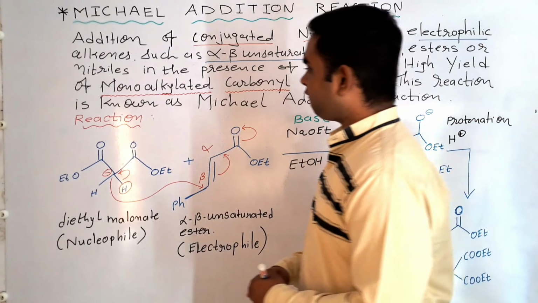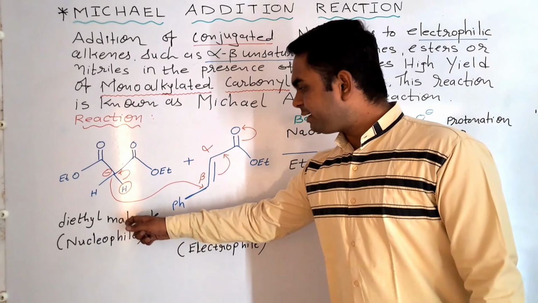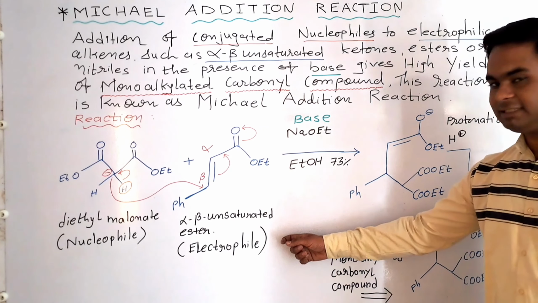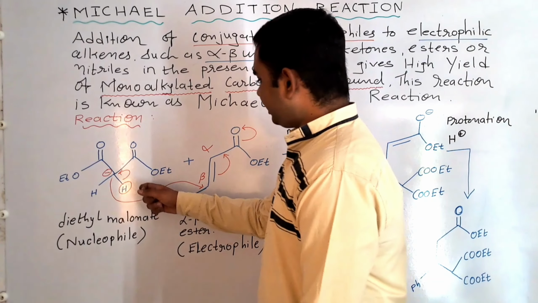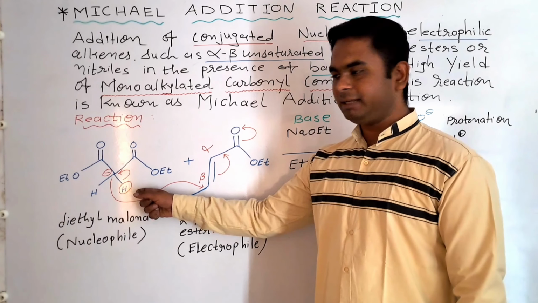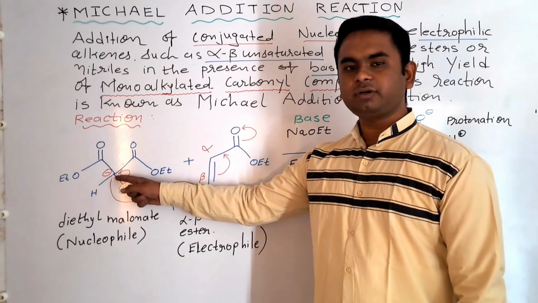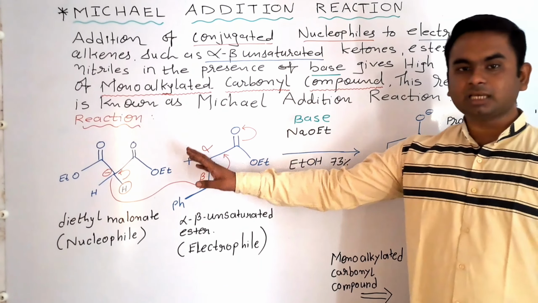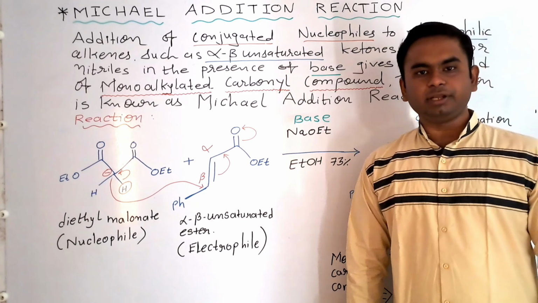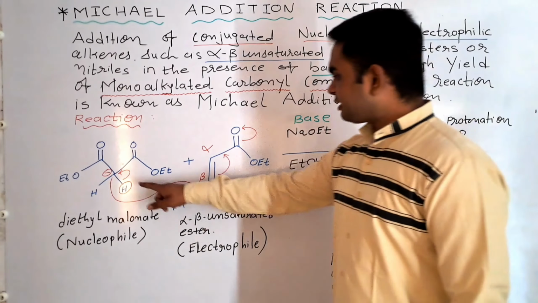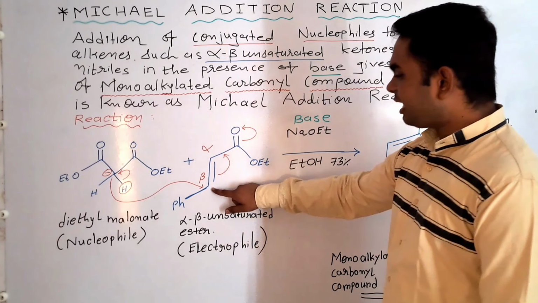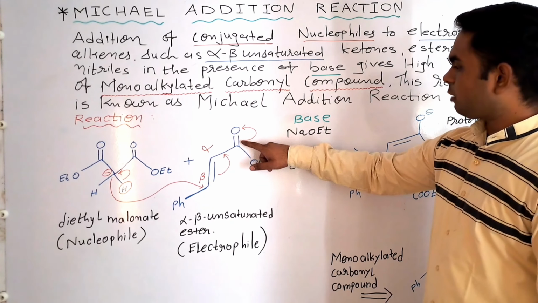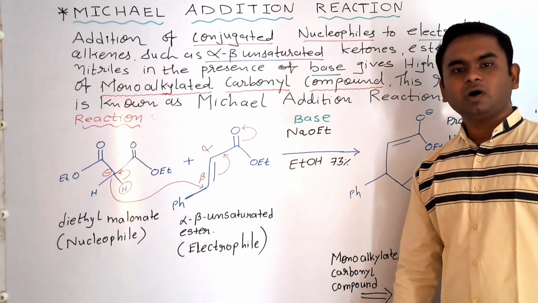Here is the Michael addition reaction. Diethyl malonate is the nucleophile and the alpha-beta unsaturated ester is the electrophile. During this reaction, this hydrogen will be removed and this bond will be transferred onto this carbon, and this carbon will get a negative charge. Then this compound will act as a nucleophile. Then this carbon will attack the beta carbon of our electrophile. This bond will be transferred here. The electrons of this bond will be transferred onto the oxygen.